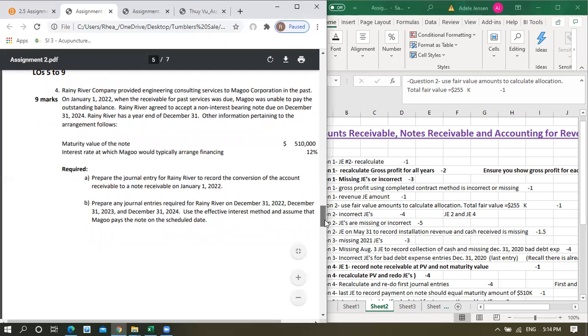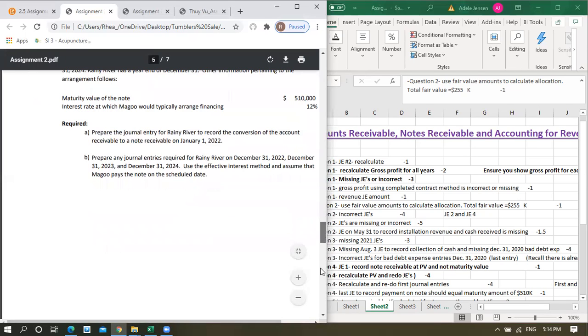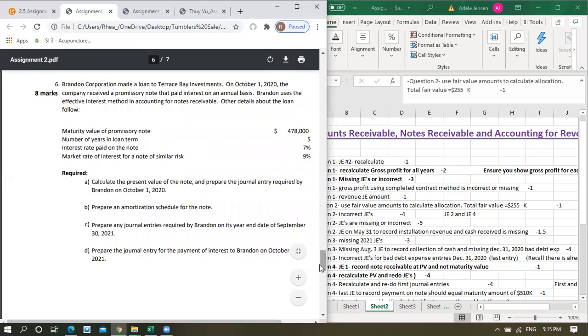Okay, so that question was fairly well done. The biggest thing was just calculating the present value and recording it at the present value, and then of course effectively using that effective interest rate method.